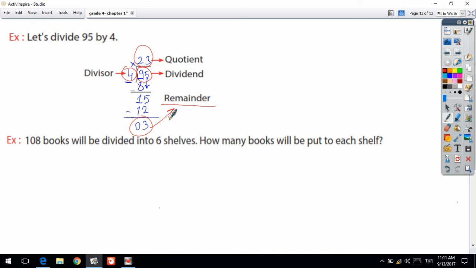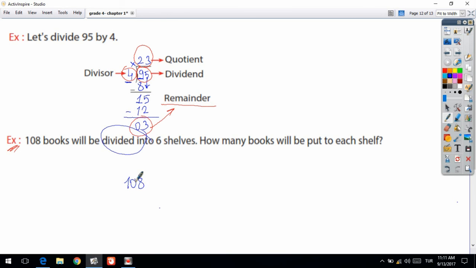The example is about division. Example here: 108 books will be divided into 6 shelves. How many books will be put on each shelf? So what operation do I use? Of course, division. Okay, now let's write it.